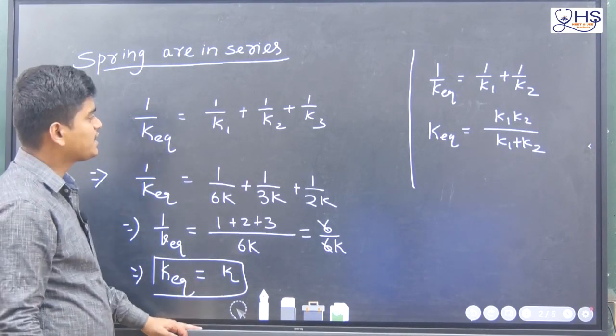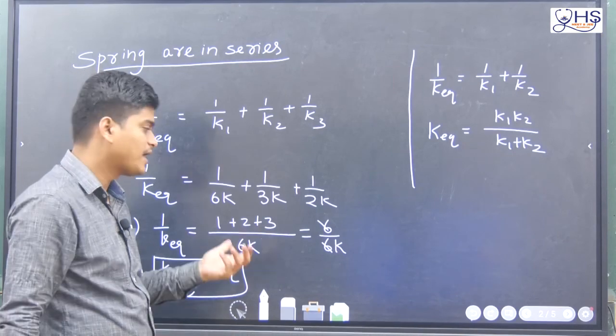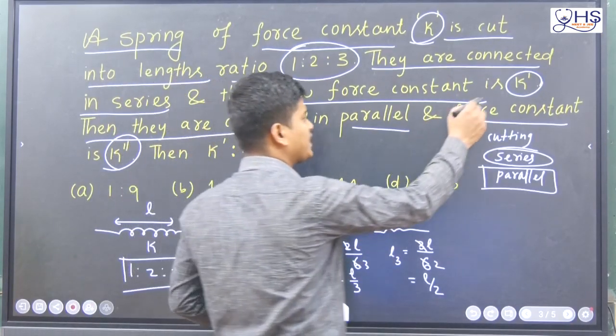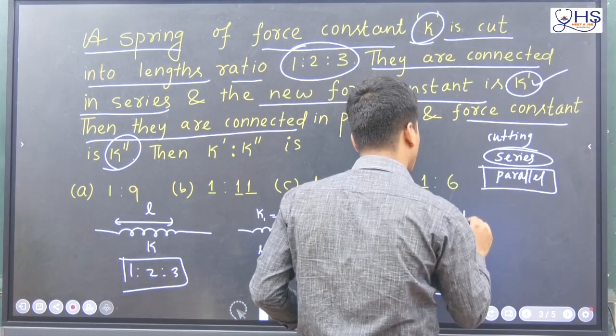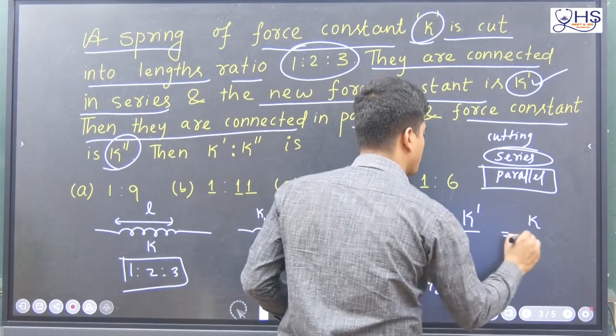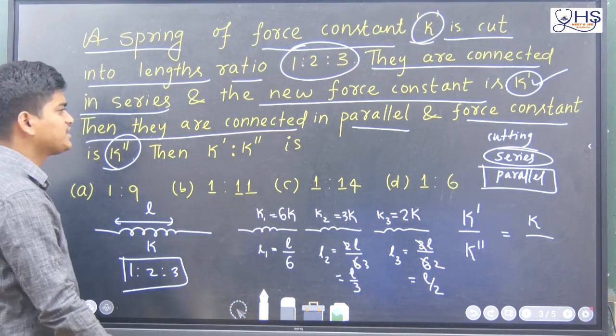So what are you understanding? Now if you add these spring constants in series, definitely you will get how much? Your spring constant will be K. That is what they are giving as K prime. So K prime is nothing but K. Now you need to find what is your K double prime. What is K double prime?